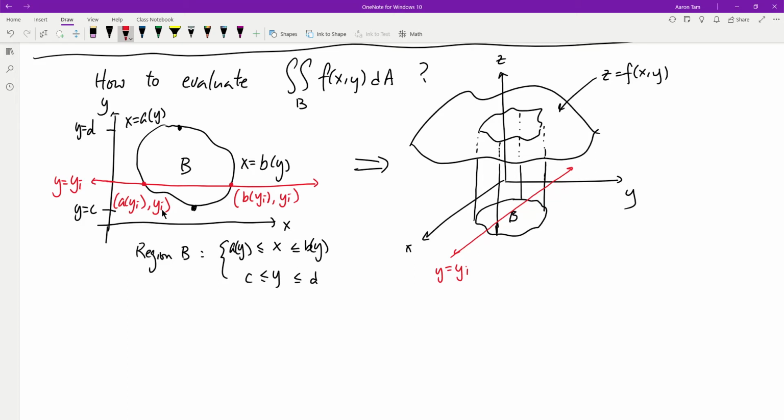Now comes the interesting part. If I look at this line in the 3-dimensional picture, we already established that this line has a corresponding curve on top, on the surface, that corresponds with the line on the bottom crossing region B. Imagine I take a knife and cut along the y sub i line, and I open it up and take a look. What would I see? I would see the following.